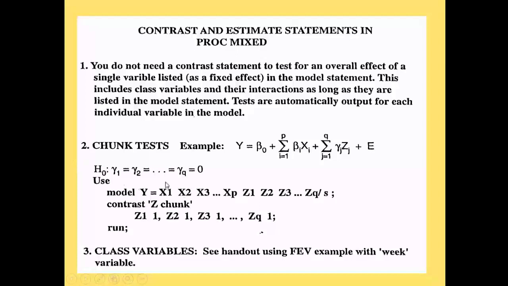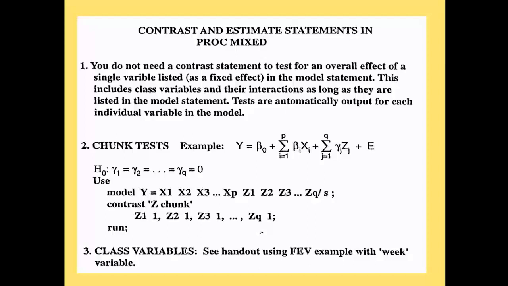And then the other thing I've done that's new, I don't think you had this in proc logistic, see these commas over here? You got to put these commas in. Z1, space, 1, comma. Z2, space, 1, comma. Z3, space, 1, comma. You put all these commas in between the different Zs, you're doing a chunk test. Okay? That's how you do chunk tests.